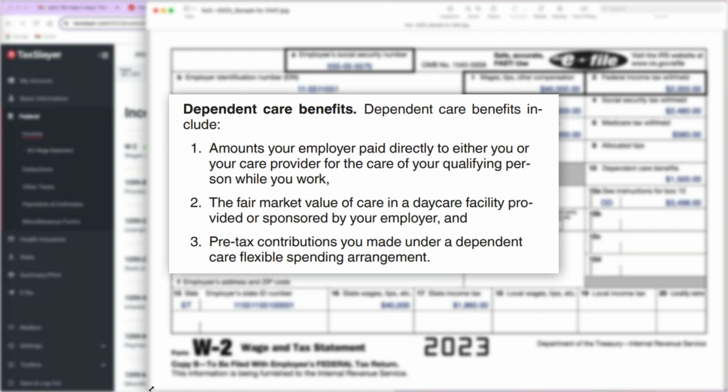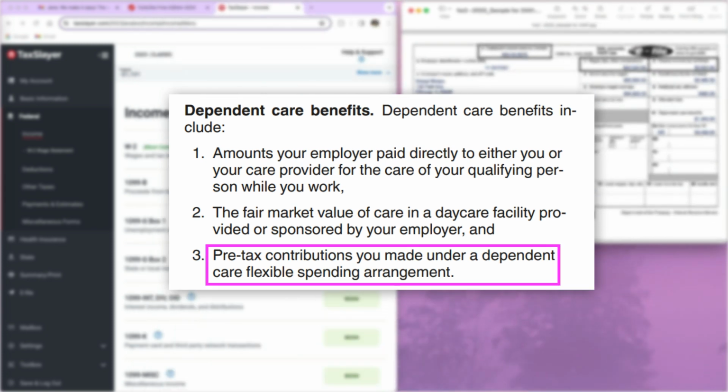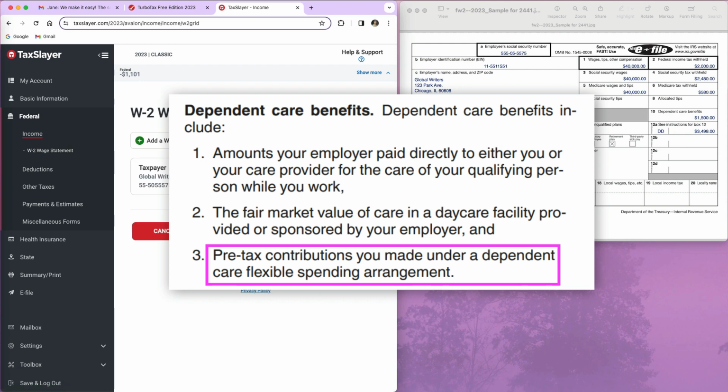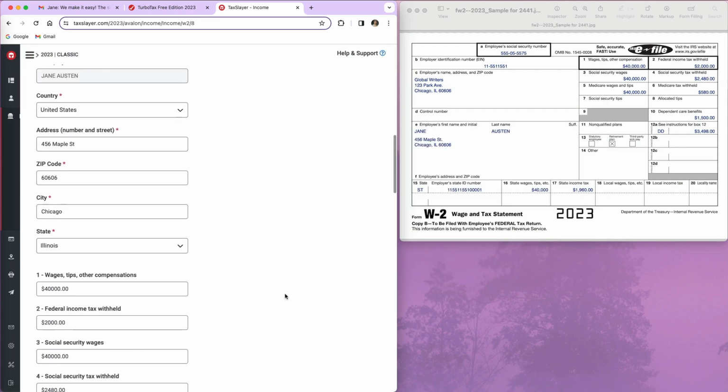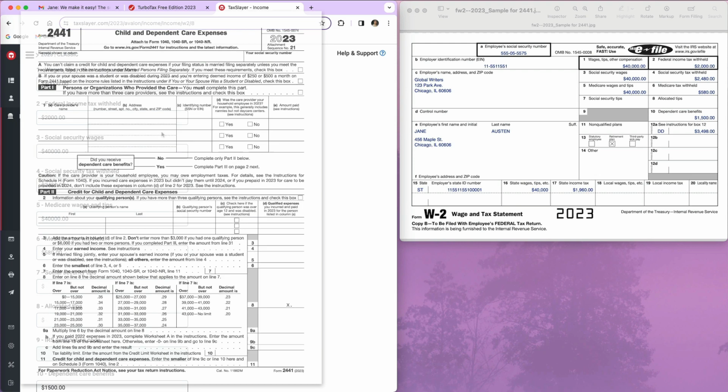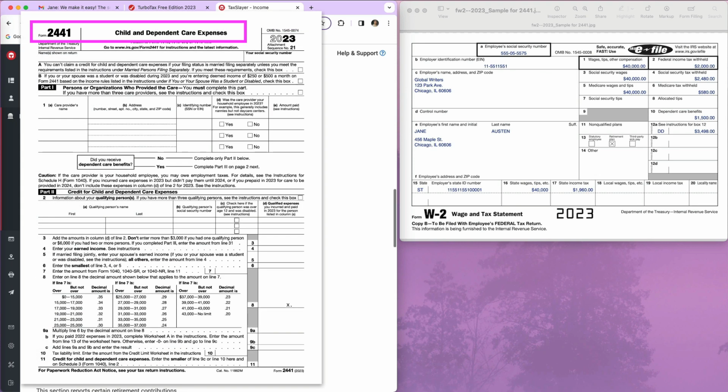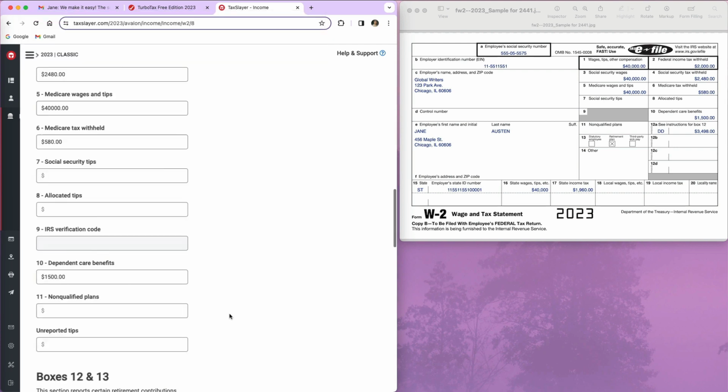What does it mean? It often means that you contributed pre-tax dollars to a dependent care flexible account that your employer administered. In order for this amount not to be taxable, you have to fill out Tax Form 2441, informing the IRS how much and for whom you paid the dependent care expenses.